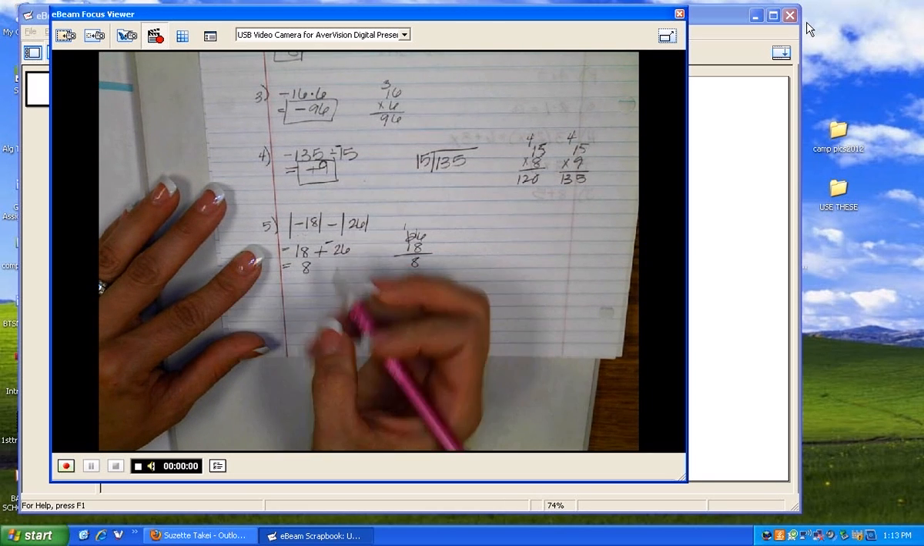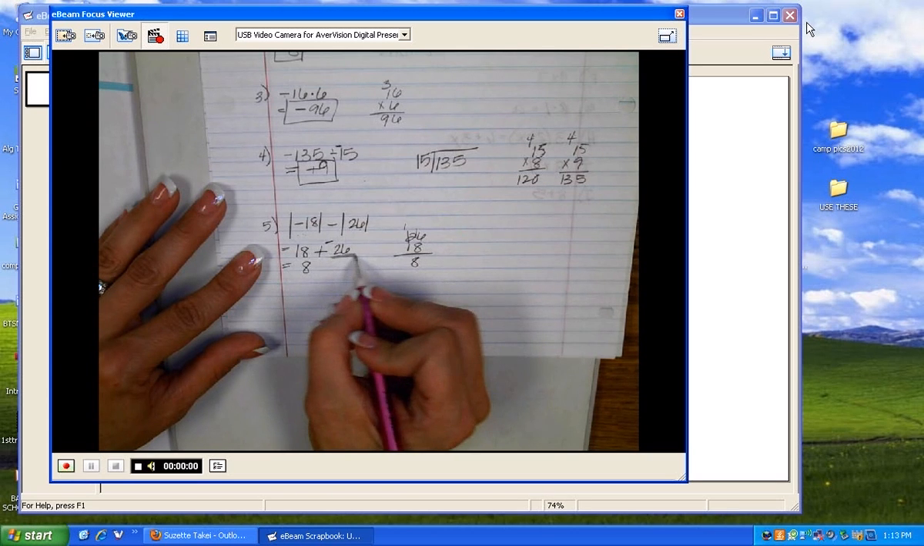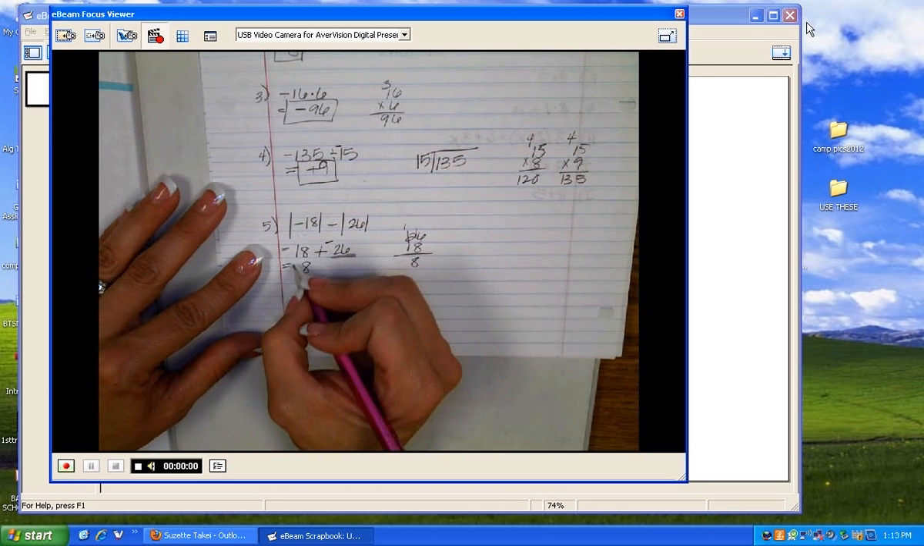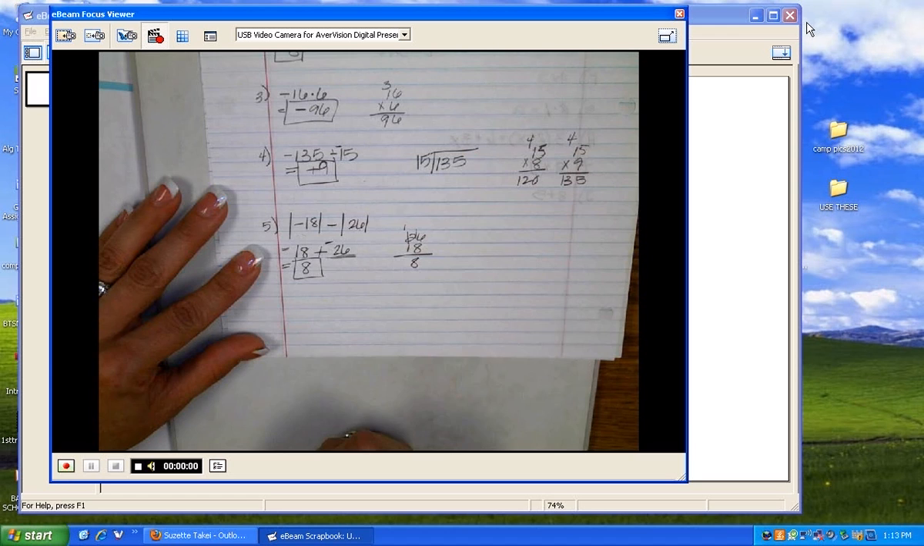But my answer has to be a negative 8 because this one appears to be the biggest number. It has the biggest absolute value. So my answer is a negative 8. Number 6.